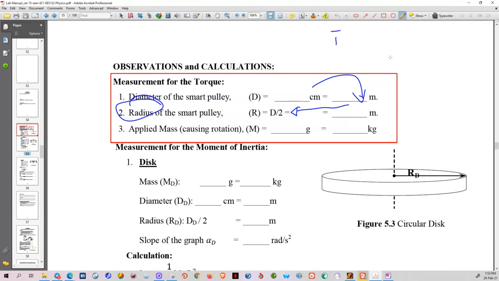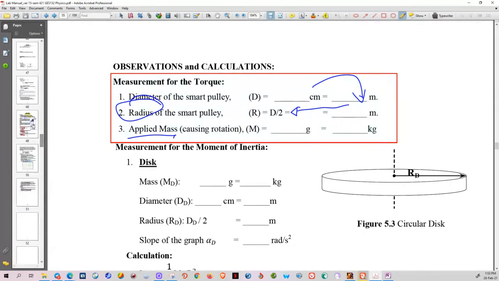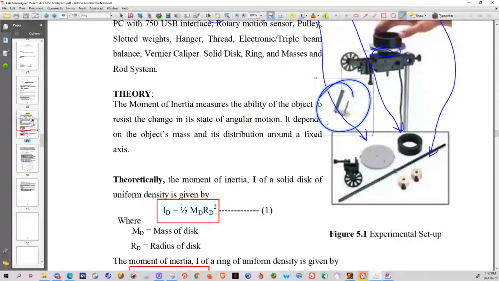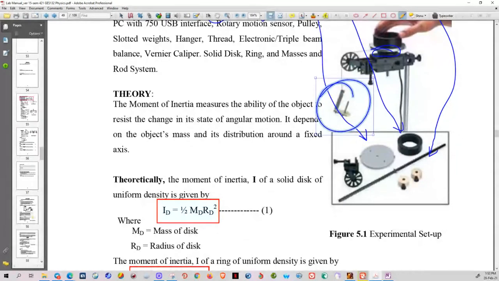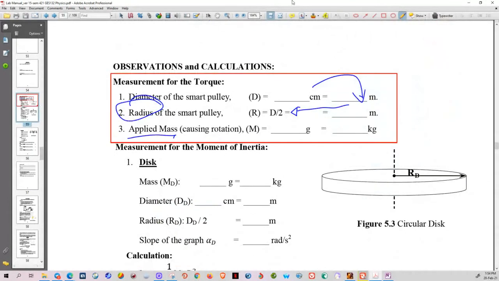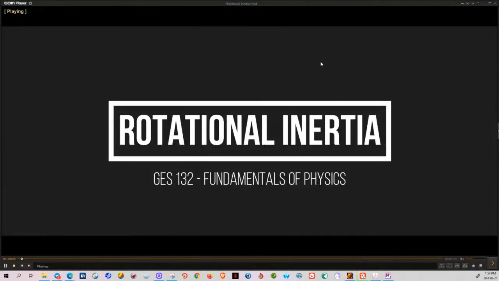Anyway, let's continue. Also, you have to know how much is the applied mass that's causing rotation. What's the applied mass again? Let me go back to the picture. This one is the applied mass. This, the hanging mass, okay? So let's go to the video and review it and see how much are these values so that you can write them in your book, okay? Tell me if you cannot hear the video.